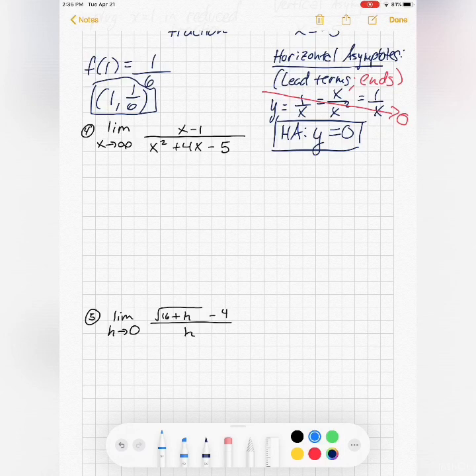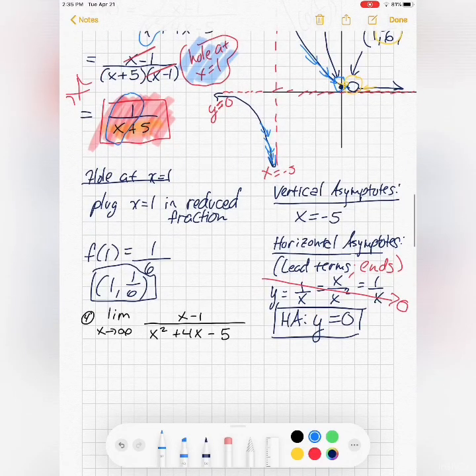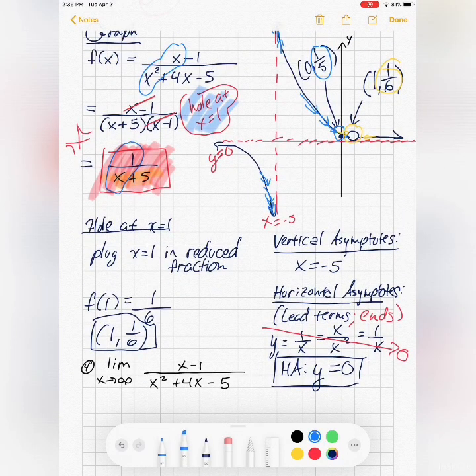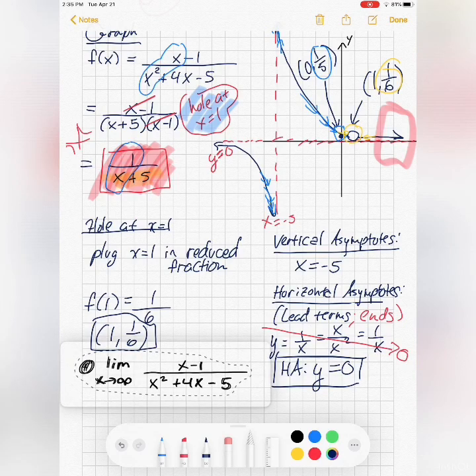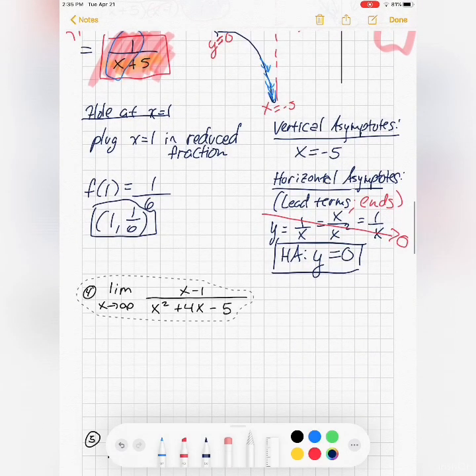How about one more part to that one? What about the limit as x goes to infinity? Actually, we already kind of answered that. Look at the graph. As x goes to infinity, what does y get close to? Doesn't it get close to 0? So I can actually tell you the answer to this one immediately. The answer to this one is just 0.